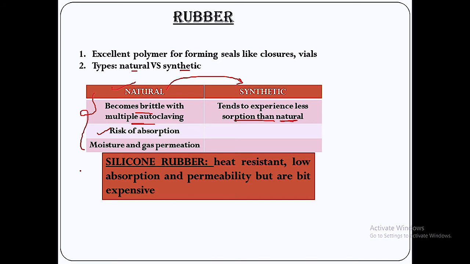Silicone rubbers are commonly used. They are heat resistant and have low absorption and permeability, but are a bit expensive. But these are some of the majorly used rubbers, namely silicone rubber.